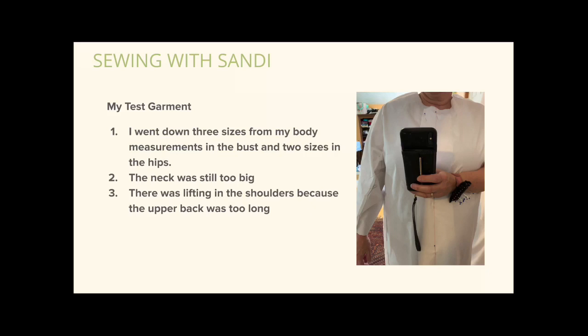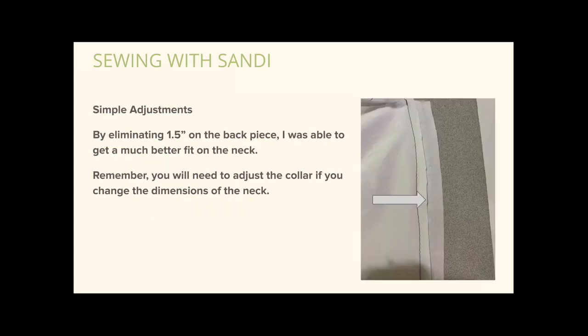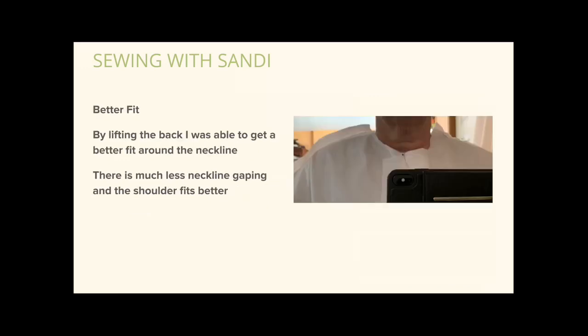So in order to fix this, I lifted up the back, just the back piece. So what I did was I took the seam out at the shoulders, I lifted the back piece up 1.5 inches, and I restitched it. And that took away all of that extra fabric floating around there. Now, you can see in this photo on the left, I've made that adjustment and how much better that fits on my shoulder and around my neck.